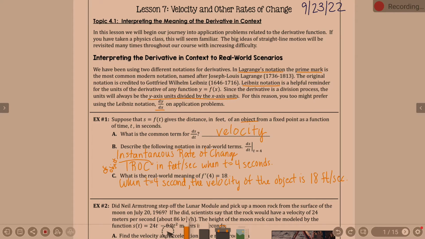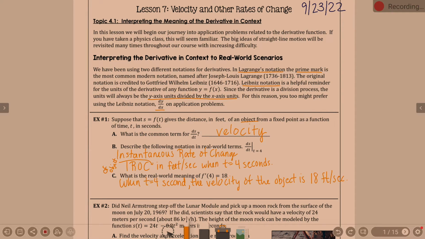So when t equals 4 seconds, the velocity of the object is 18 feet per second. And note, this is a positive velocity, yes? We're going to talk a lot in this lesson about positives, negatives, what they mean in the sense of velocity, acceleration, all of that. And because this is a positive velocity, this tells me the object is moving away from a fixed point.